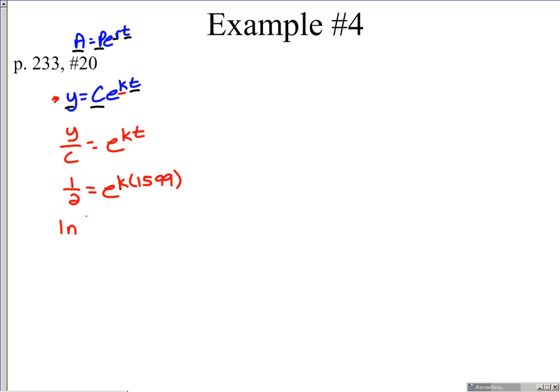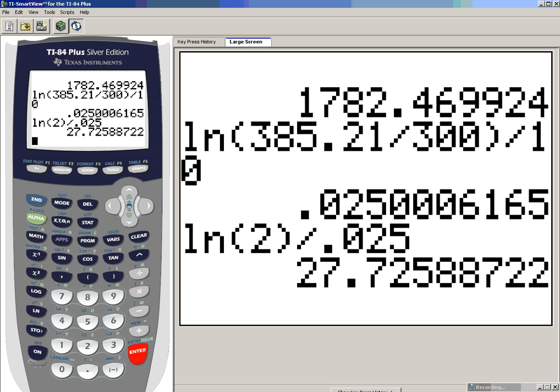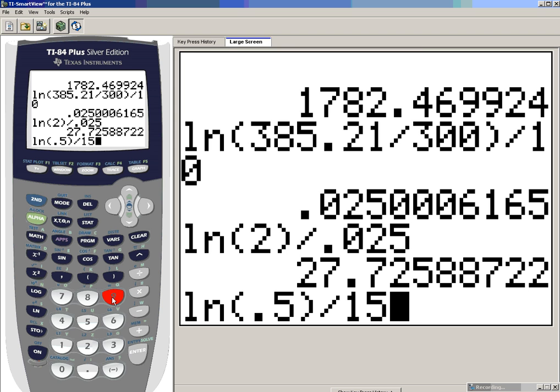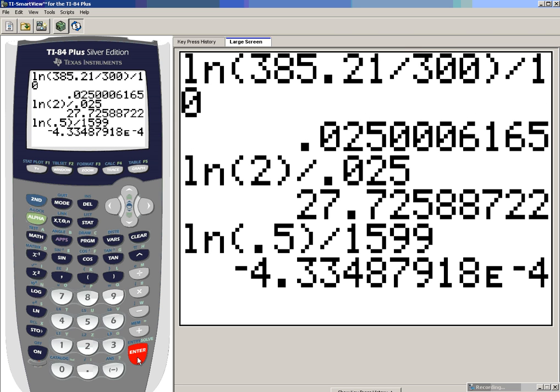Exponential is isolated, so we take the natural log of both sides. K is going to be the natural log of 1/2 over 1599. Plug that into your calculator. Natural log of 0.5 divided by 1599. We get that value. Notice this is negative.